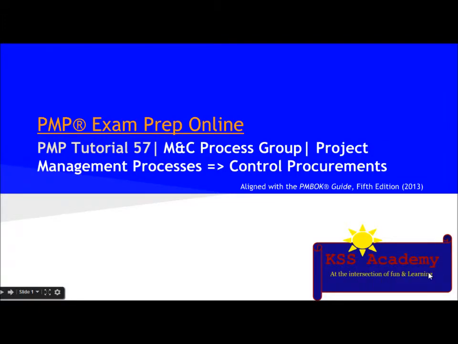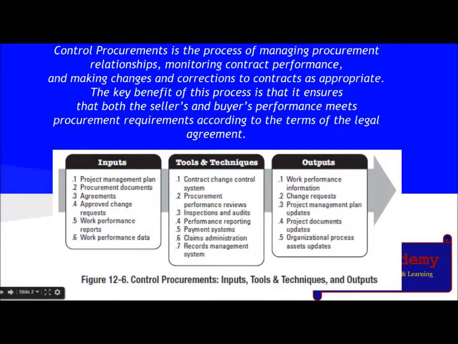Hello people, today we are going to start with the control procurement processes under monitoring and controlling process group. Control procurement is the process of managing procurement relationship, monitoring contract performance, and making change and correction to contracts as appropriate. The key benefit of this process is that it ensures that both sellers and buyers' performance meet the procurement requirement according to the terms of the legal agreement.